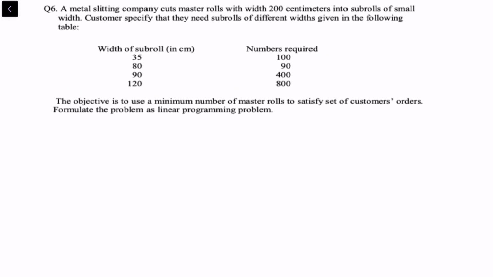Now in question number 6, it says a metal slitting company cuts master rolls with width 200 centimeters into sub rolls of smaller width. Customers specify that they need sub rolls of different widths given in the following table. The width of sub roll in centimeters is given here and the numbers required are here. The objective is to use the minimum number of master rolls to satisfy the customer orders, and I just simply want to formulate this as a linear programming problem.